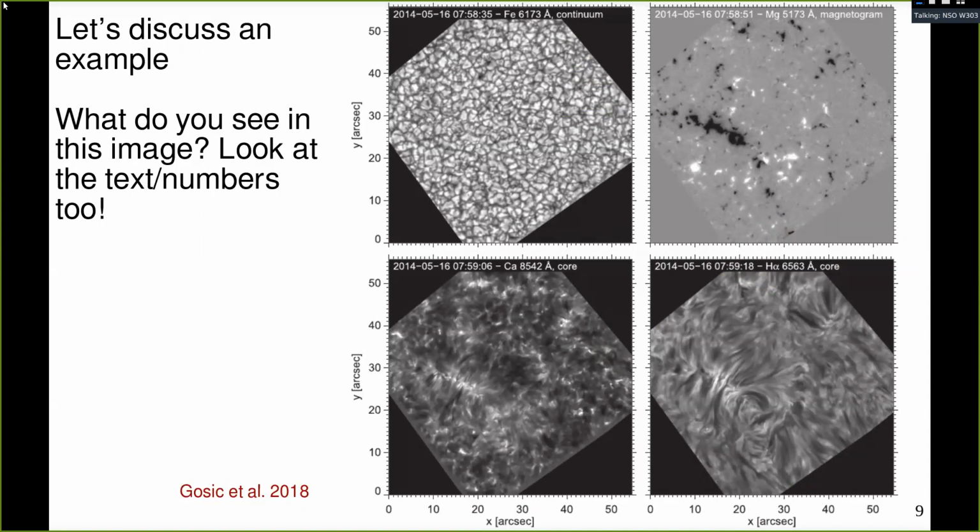So here we have images at 3 different wavelengths. And if you look very carefully at the text here, you will see that these wavelengths are the continuum of a neutral iron line, which basically samples the photosphere. Then the core of the calcium 8542 line, which samples, let's say, the lower chromosphere. And here is H alpha, which samples, let's say, the typical chromosphere or something like that. We can discuss that. But there is something else that I want you to pay attention to. Something else hidden in the numbers here.